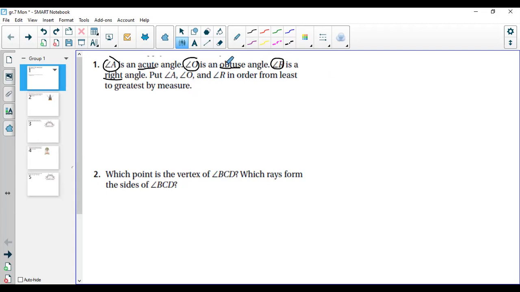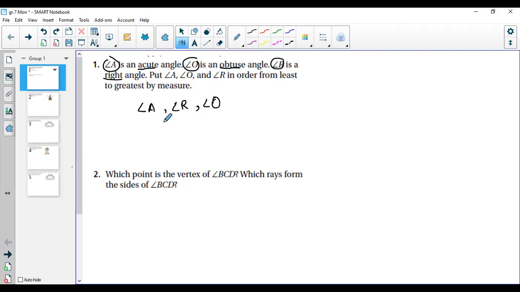So we have acute, obtuse, and right. Which is the smallest angle? Of course, acute is small. So which is the corresponding letter to acute? It's angle A. So angle A comes first because it's acute. Then which is the next bigger one? Is it obtuse or right? Obtuse is the biggest one. So the next one is right, so angle R, which is the right angle. Then finally comes the largest angle, which is angle O.